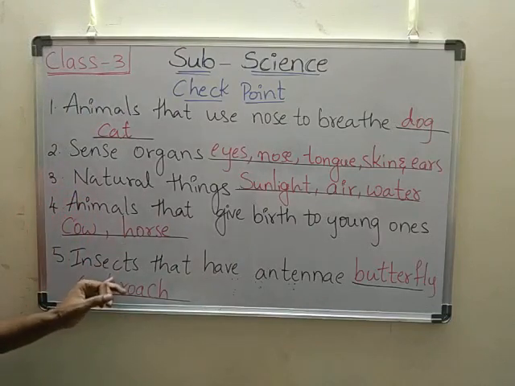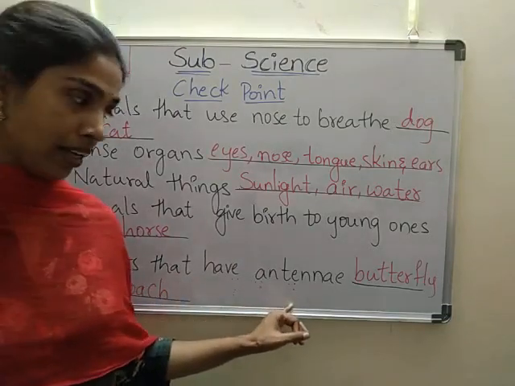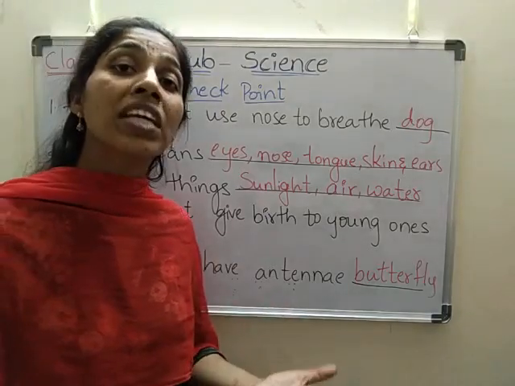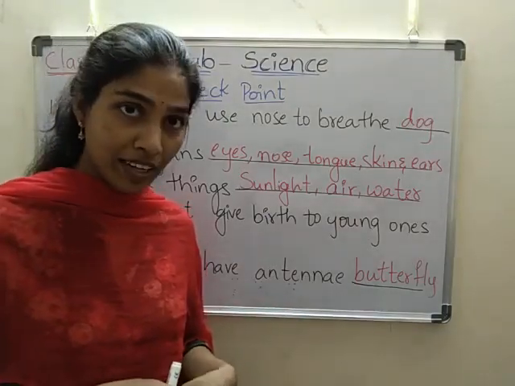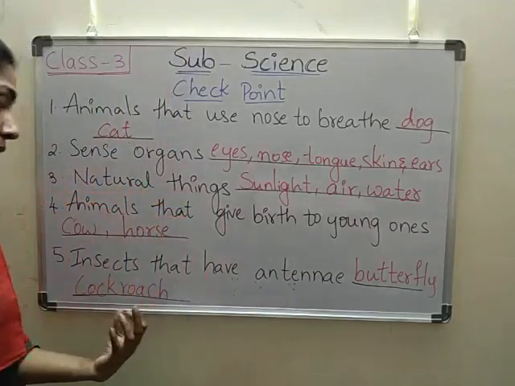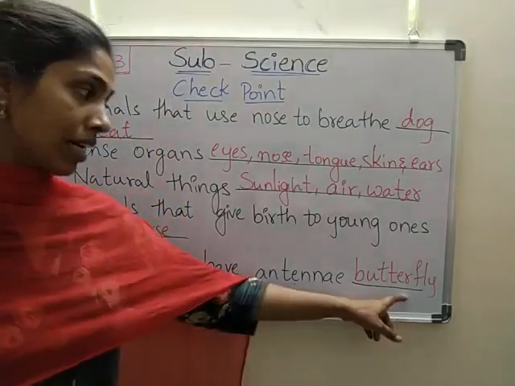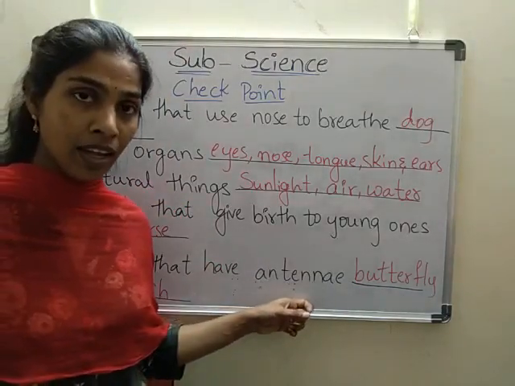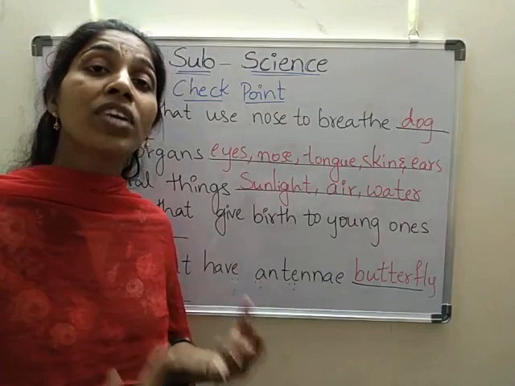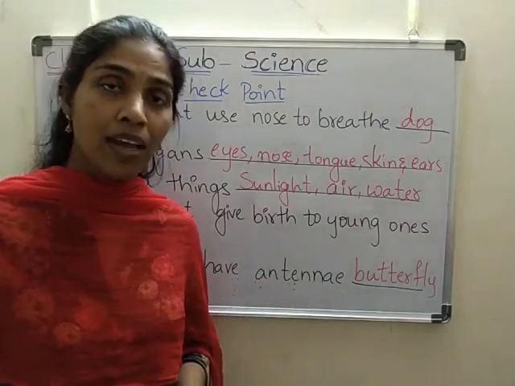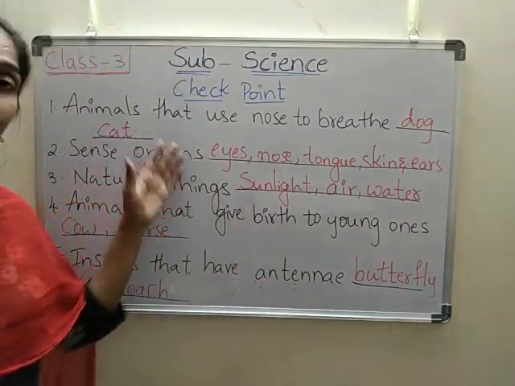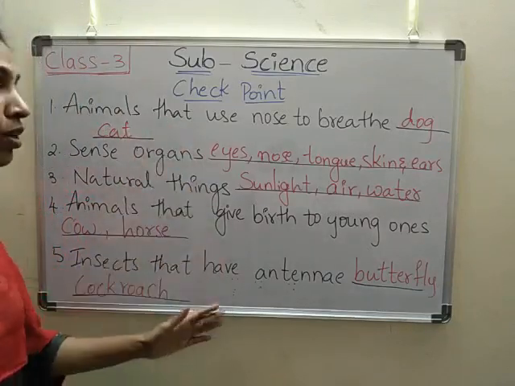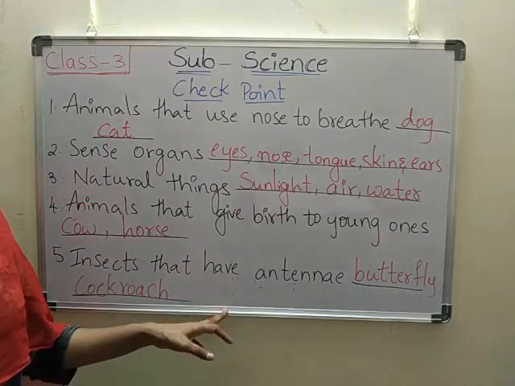Okay. Next, insects that have antennae. Okay. So, these parts help them to feel changes around them. Am I right, children? Insects such as butterfly and cockroach have body parts called antennae. They help them to feel changes around them. Am I right, children? Have you learned these bits? Okay, please note down these bits, write in your book. Okay children?